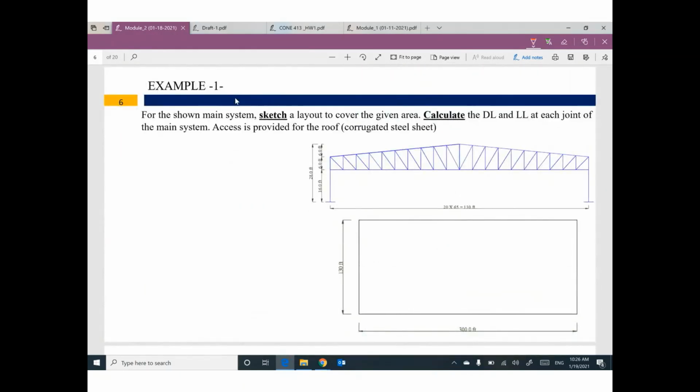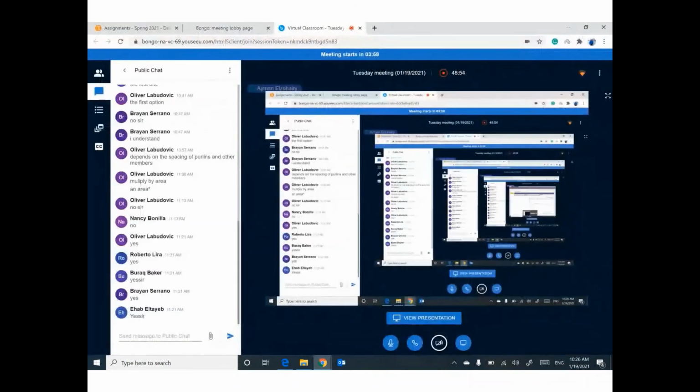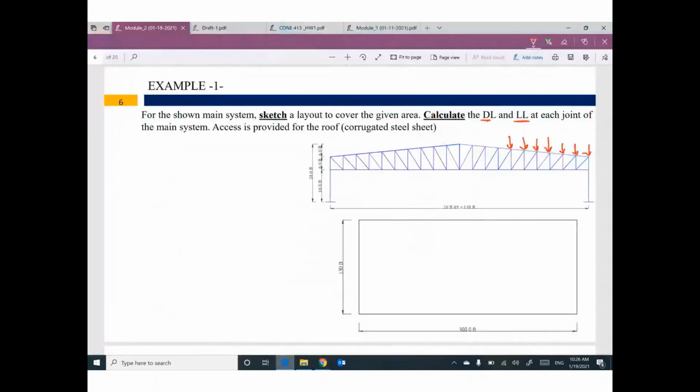Let's do this example to calculate the final value of dead load and live load as a concentrated load at each joint. So the span of this truss is 130. So I'm going to put my main system like this.